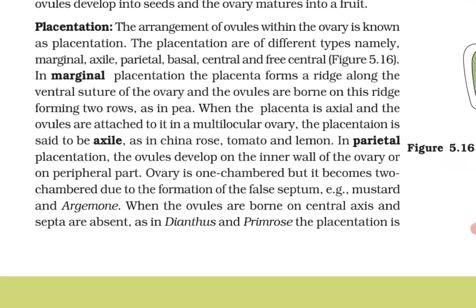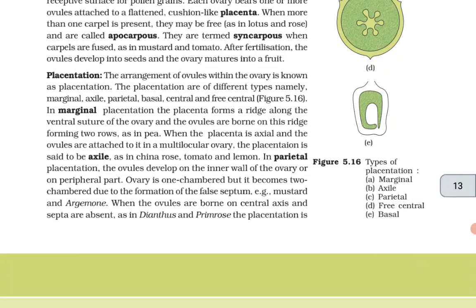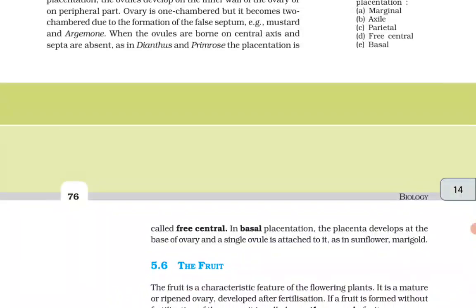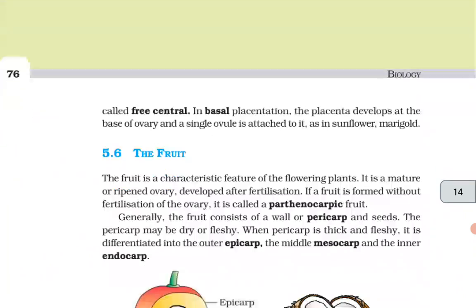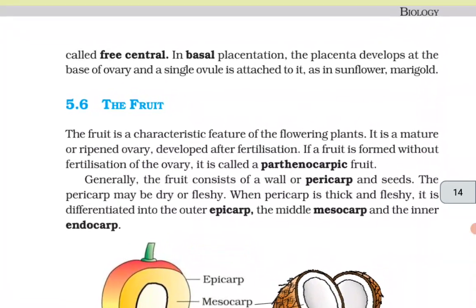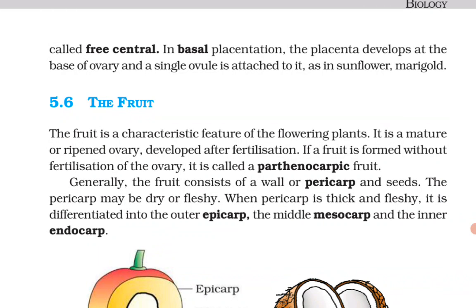In parietal placentation, the ovules develop on the inner wall of the ovary or on the peripheral part. Ovary is 1 chambered but it becomes 2 chambered due to the formation of the false septum. Example, mustard and argemone. When ovules are borne on the central axis and septa are absent, as in dianthus and primrose, the placentation is called free central. In basal placentation, the placenta develops at the base of the ovary and a single ovule is attached to it, as in sunflower, marigold.